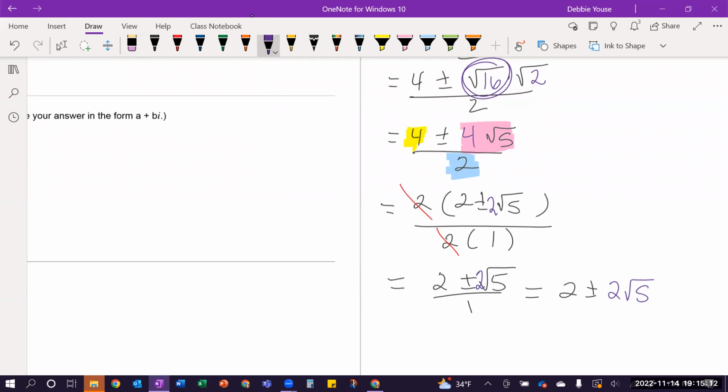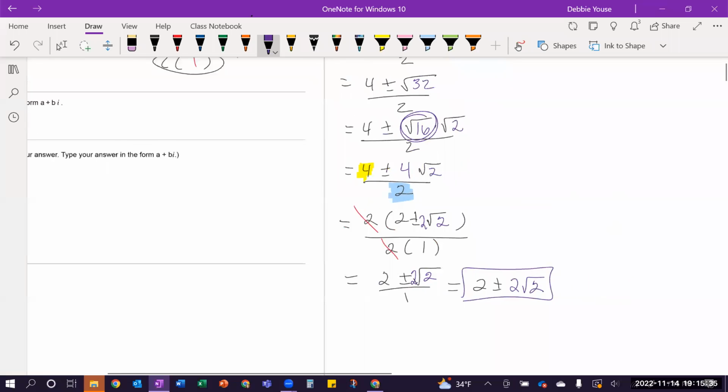Or I'm sorry, not square root of 5, square root of 2. I need to correct that as well. Rough night. So that was a 4 square root of 2, 2 square root of 2, 2 square root of 2. So all that divided by 1 is 2 plus or minus 2 square root of 2. So there we go. These are the correct answers that match your answer key.